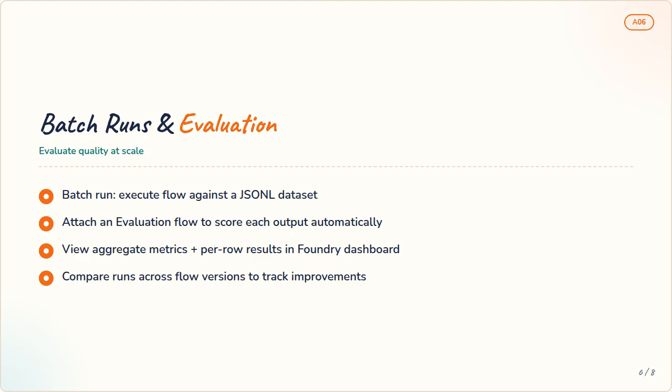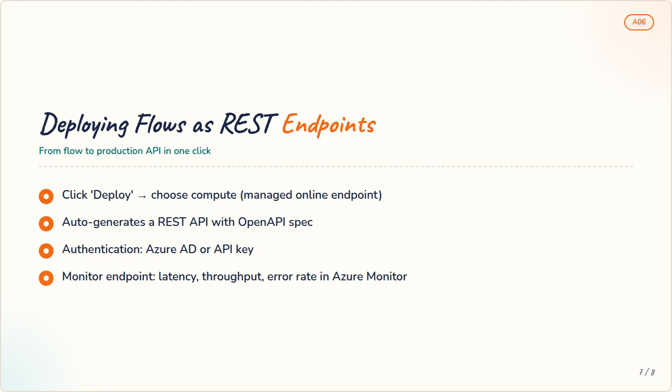Attach an evaluation flow to automatically score each output. The Foundry dashboard shows aggregate metrics and per-row results, and you can compare runs across different flow versions to track quality improvements over time. Deploying a flow as a REST endpoint takes one click.